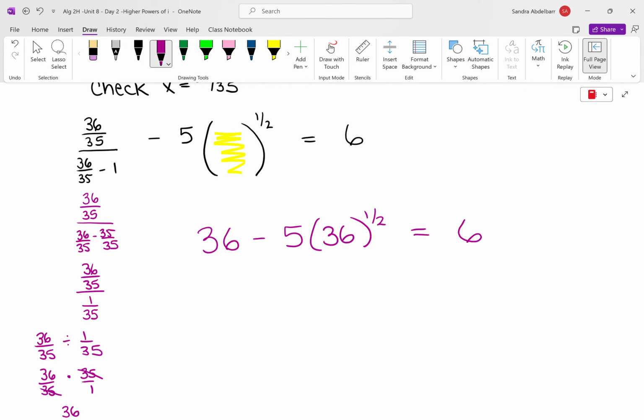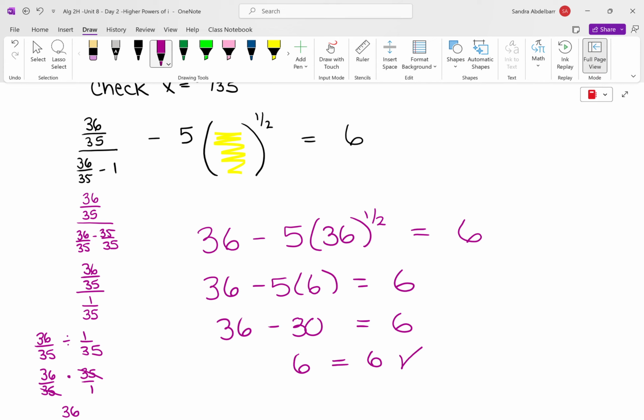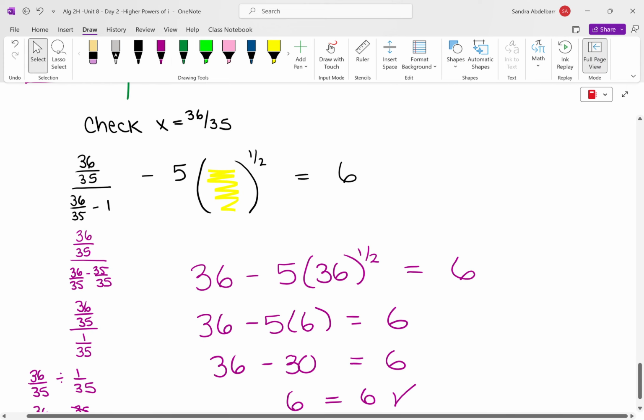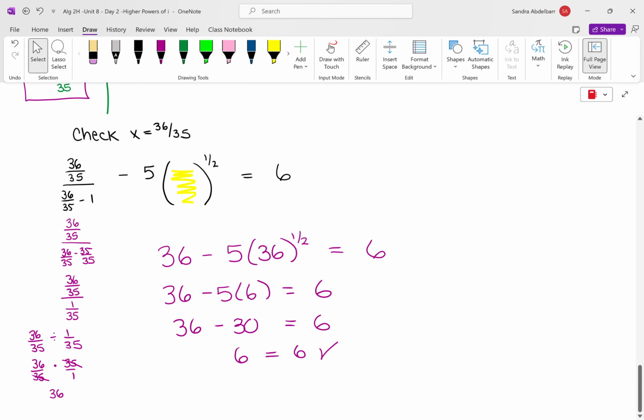All right, so now let's go back. This is going to be 36 minus 5 times 36 raised to the half equals 6. Well, isn't raising to the half the same as taking the square root? What's the square root of 36? 6. So this is 5 times 6, not 60. So this is 36 minus 30. And does the check work? Yes, the check works. So our answer is x equals 36 over 35. Told you it was a pain.